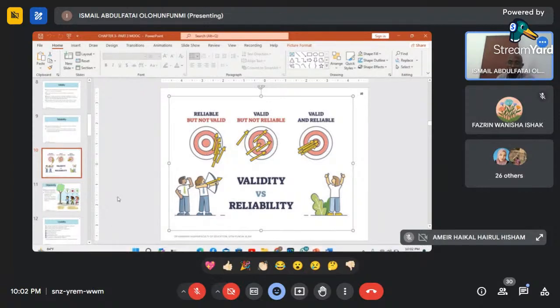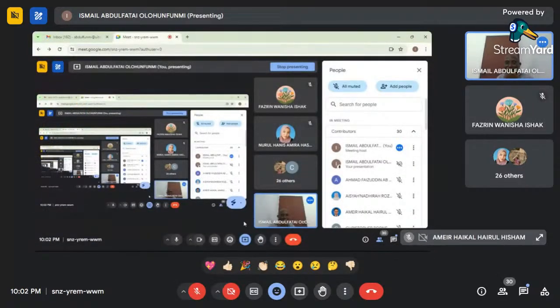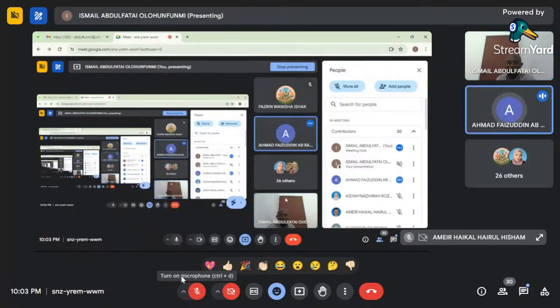So look at the second one, another person. Valid but not reliable. Who can explain that for us? They said valid but not reliable. Who wants to tell us why it is valid but not reliable? Who wants to try? Can I call somebody because of time? Okay, let me call Ahmad Baizuddin.